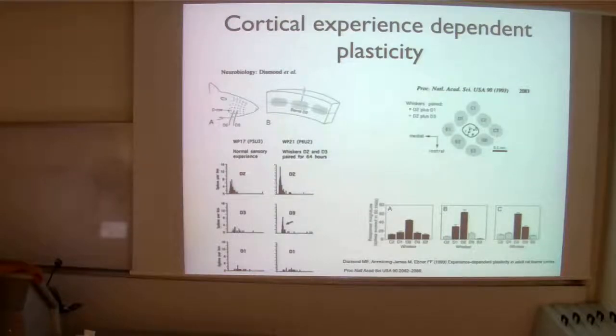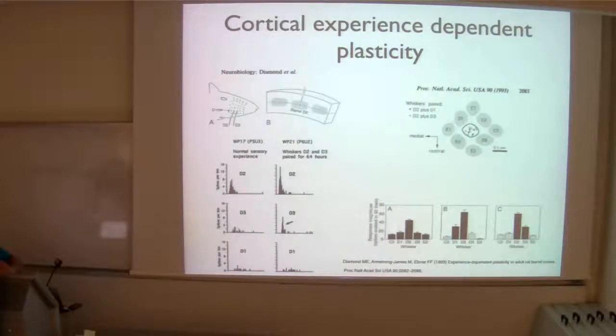First of all, the responses to D2 are stronger. The responses to D3 are much stronger. And the responses to D1 are not changed. Okay, what can we conclude from that? So the conclusion is that the fact that you pair them together actually changes the functional properties of the neurons in this column. So you still record from the same column, but the functional properties of the neurons have changed.